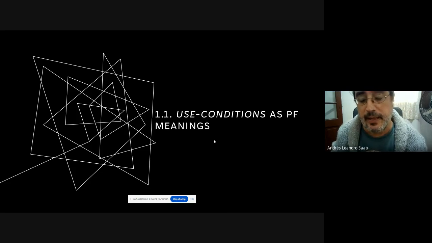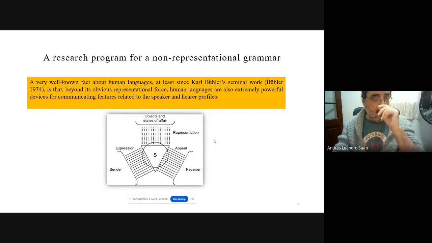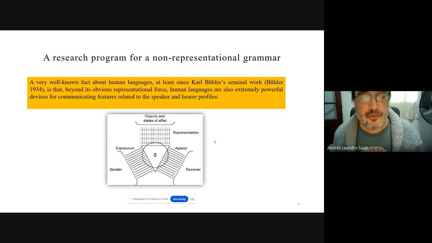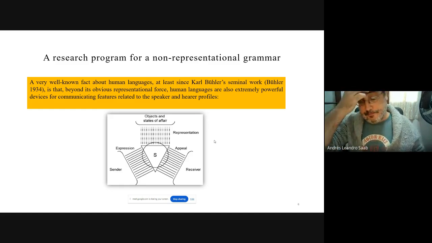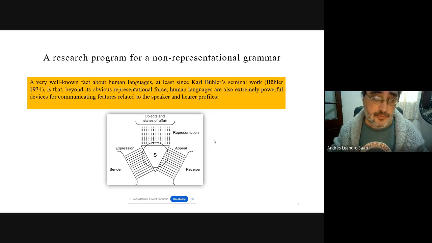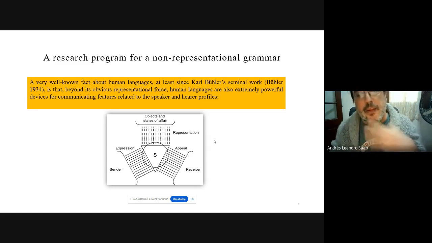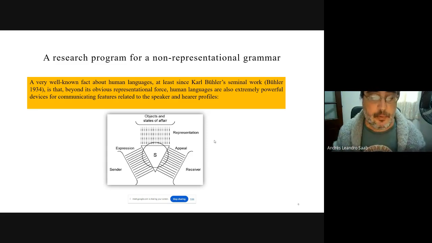I will start with the idea that what people call use conditions, as opposed to truth conditions in semantics, sometimes at least must be modeled not as LF meanings but as PF meanings. I mean, a type of meaning that arises by virtue of mere phonetic forms. I will start with the basic functionalist claim that beyond its obvious representational force, human languages are also extremely powerful devices for communicating features related to the speaker and hearer profiles. This is basically the famous Bühler triangle, which says that language is a device for expression, appeal, and representation. And then you can add to this triangle the extensions by Jakobson and other people.